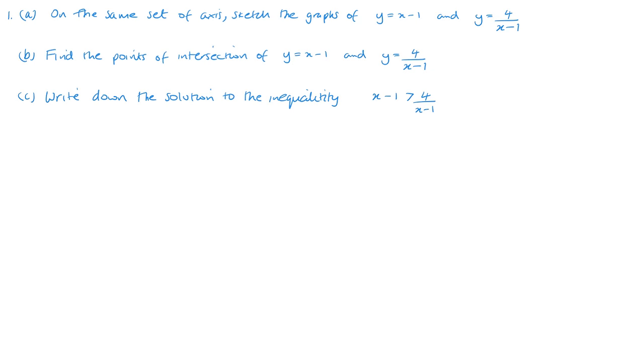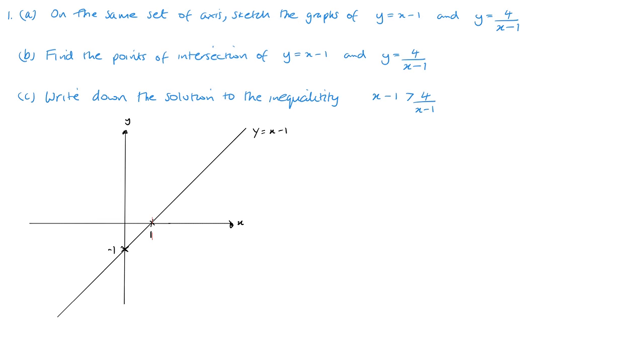Okay, so question 1, part A. We've got 2 graphs, y equals x minus 1 and y equals 4 over x minus 1. So we need to sketch these. So for y equals x minus 1, when x is 0, y is minus 1. And when y is 0, x is 1. Okay, so that's my first graph drawn.